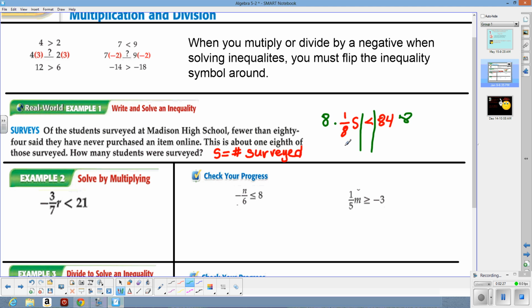So 8 times 1/8, S is just S. I've multiplied by a positive, so I'm going to leave the symbol as is. And now I'm going to do 84 times 8. 84 times 8 is 672. The number of students surveyed had to be less than 672.